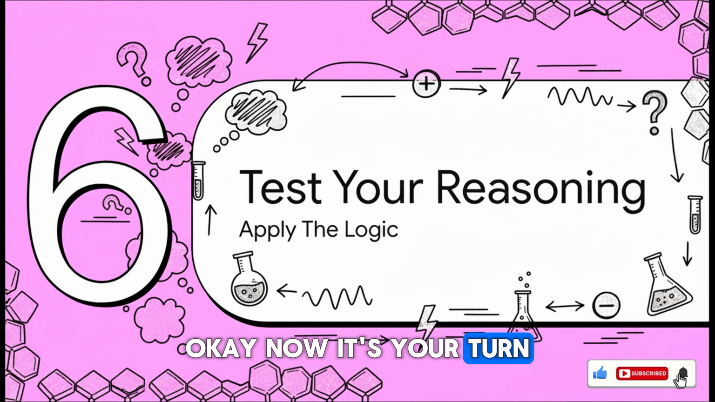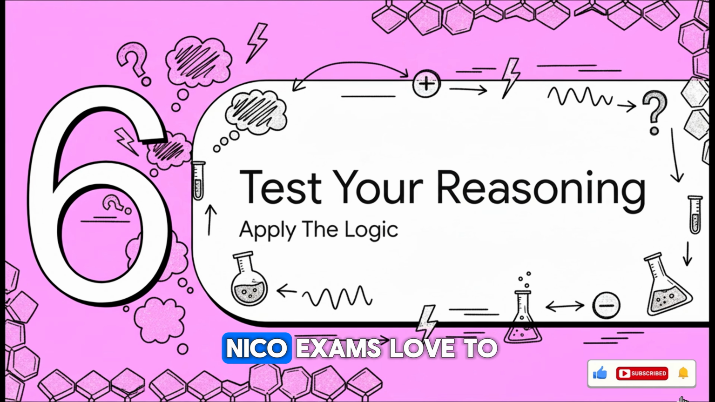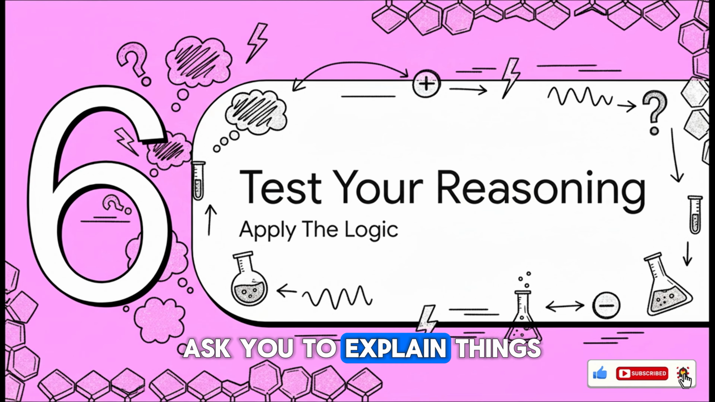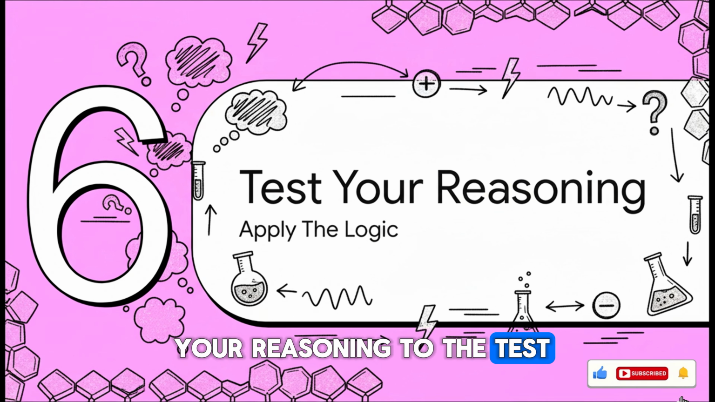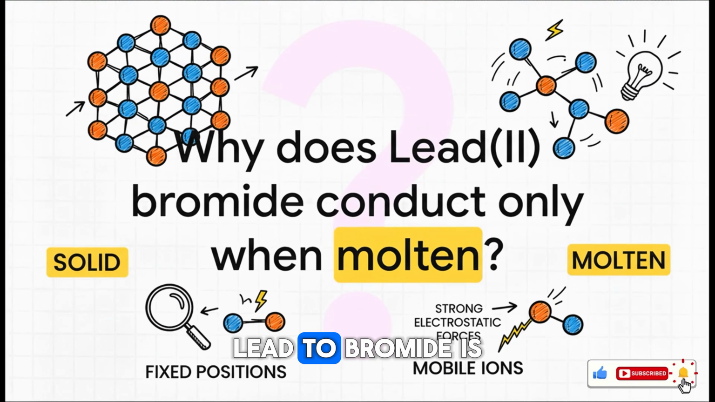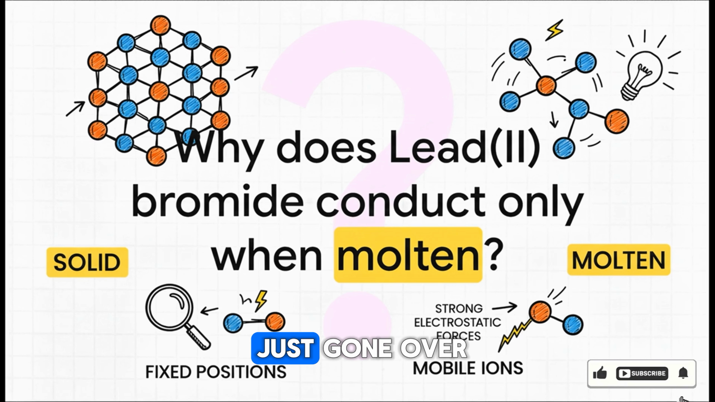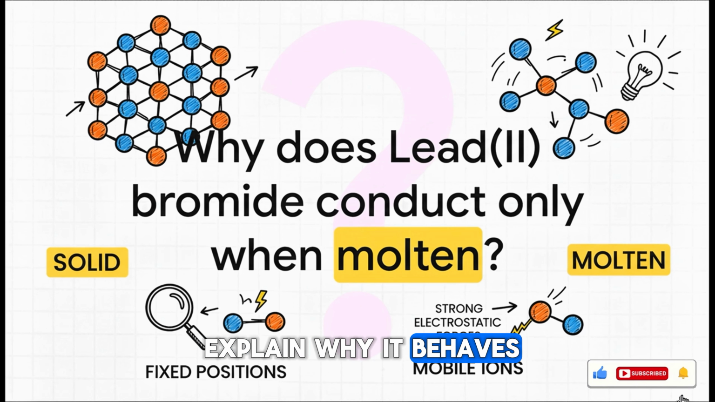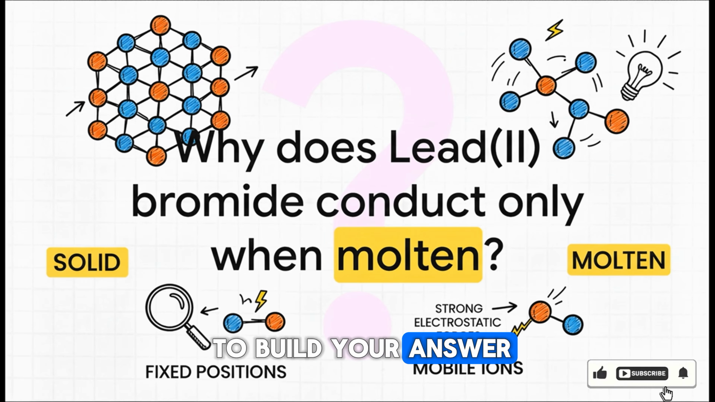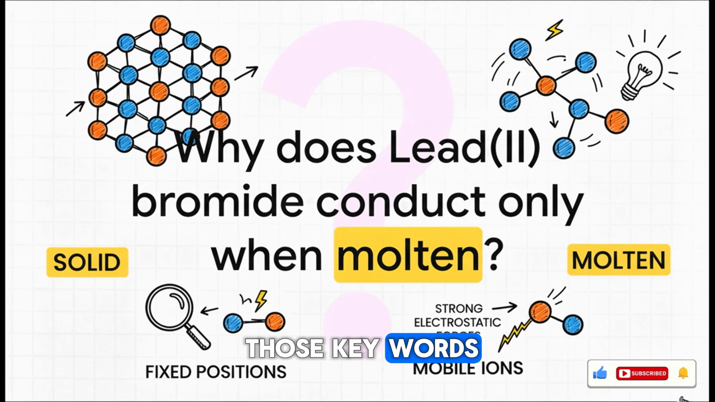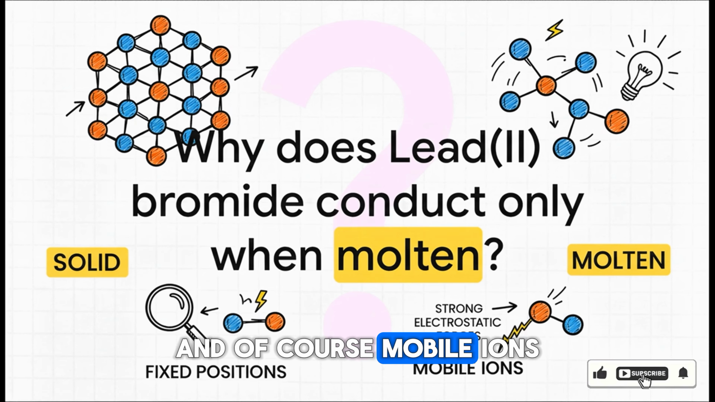Okay, now it's your turn. Let's see if you can apply this logic yourself. Remember, those WAC and NECO exams love to ask you to explain things, not just spit back facts. So let's put your reasoning to the test. Here is your challenge. Lead(II) bromide is another ionic compound just like salt. Using the ideas we've just gone over, I want you to explain why it behaves the exact same way. Go ahead and pause here and really try to build your answer. Make sure you use those keywords: crystal lattice, fixed positions, strong electrostatic forces, and of course, mobile ions.